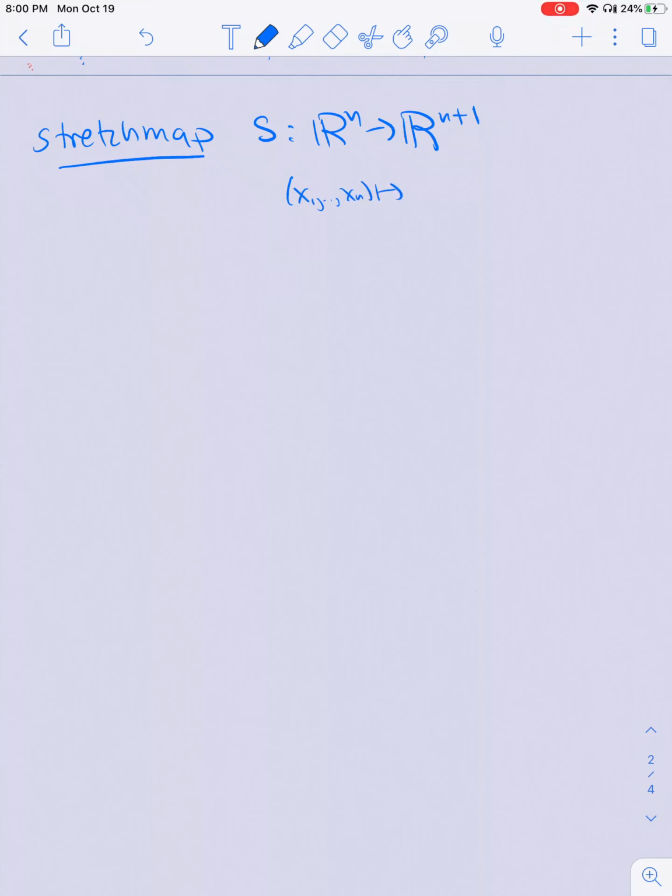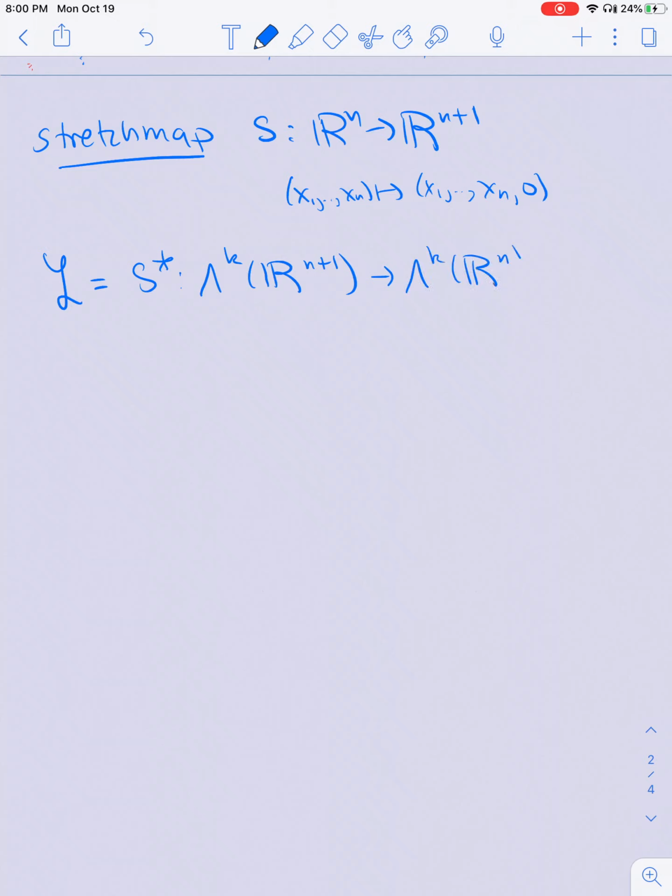So the first map is called the stretch map. This map is called S, and it goes from Rn to Rn plus 1. What it does is it takes a point x1 through xn to just x1 through xn, 0. So basically it includes Rn into Rn plus 1. And it induces, of course, its pullback. We're going to give its pullback a name, curly L. So that's going to go from k-forms on Rn plus 1 to k-forms on Rn.